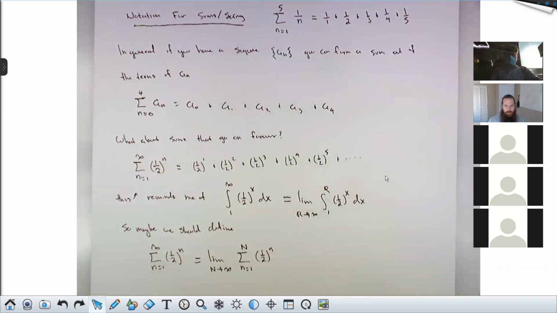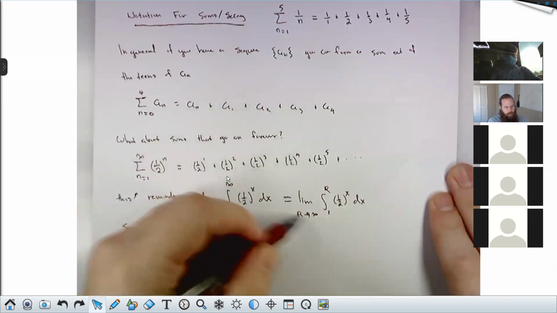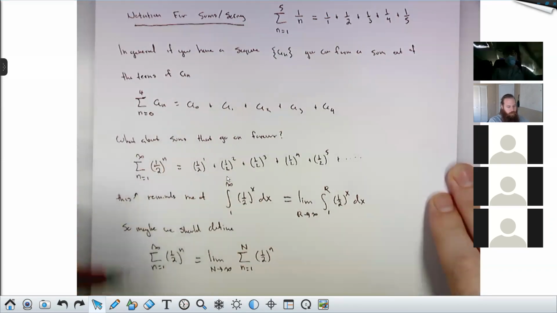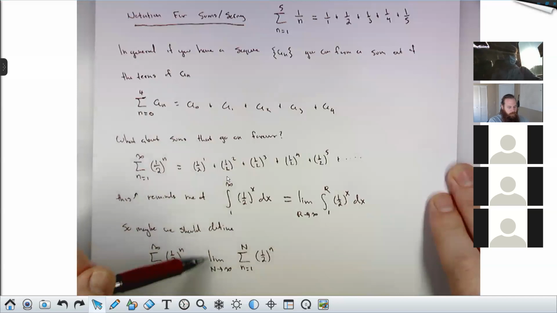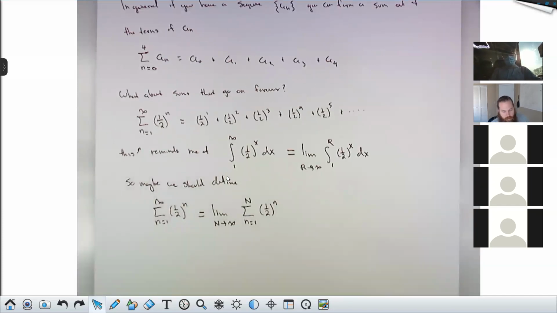Very much analogous to your improper integral, where the integral from 1 to infinity is done as the limit as r goes to infinity of the integral from 1 to r. Here, the sum from 1 to infinity will be done as the limit as capital N goes to infinity of the sum from 1 to capital N. The analogy is very, very strong. So strong, in fact, that I'll be showing you a theorem on Wednesday describing the precise connection between these two things.